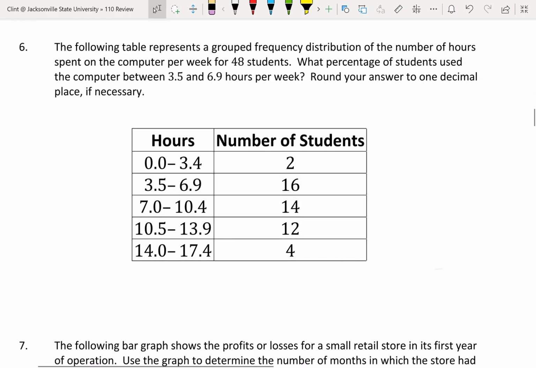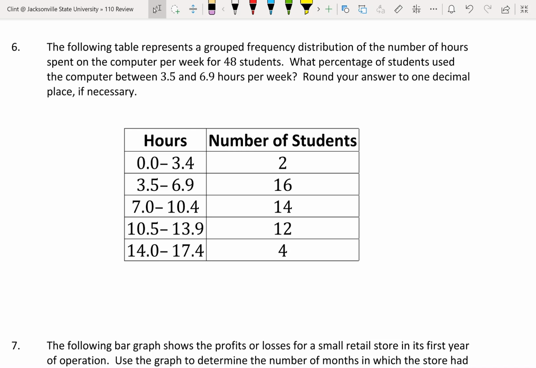Number 6 gives us a grouped frequency distribution of the number of hours spent on the computer per week for 48 students. You do have to be a little careful on this one because the question it asks is what percentage of students use the computer between 3.5 and 6.9 hours per week. So that's going to be this row. But our answer is not 16 because it asks us for the percentage. So we have to take our frequency of 16 and divide that by the total number of students. 16 divided by 48.